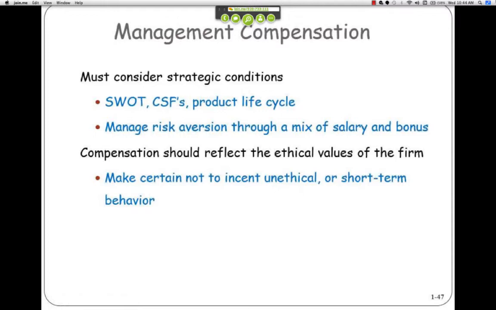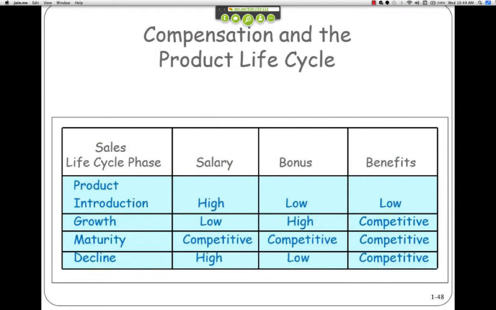Compensation is based upon, to some degree, where you are in your business life cycle. So if you have a new product that's being introduced, not a whole lot of sales associated with that product, you need to incent high-quality people into the company so that they will help to create a product. You have to pay them a high salary to do that because you don't have revenues, you can't base bonuses off of something like that. So a new startup kind of business is going to tend to have high salaries, low bonuses, and low benefits.